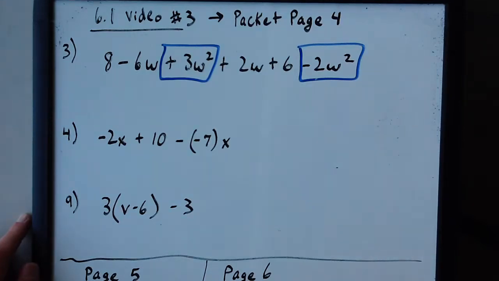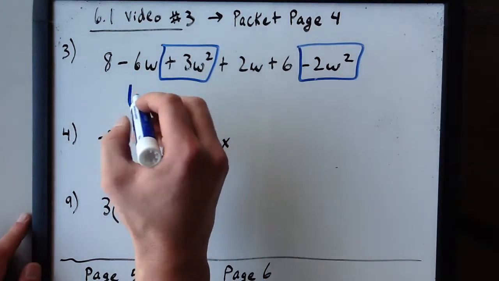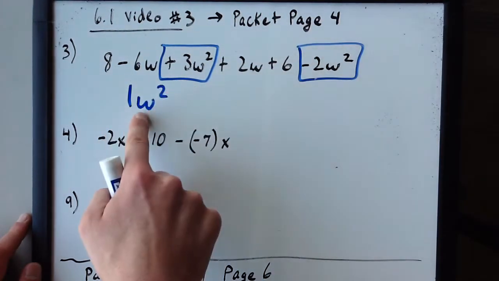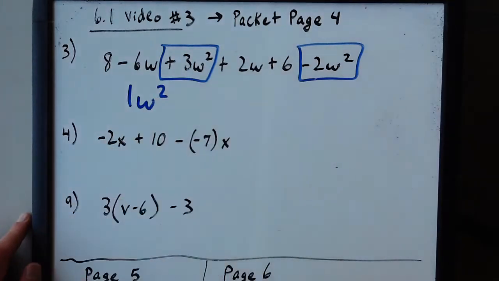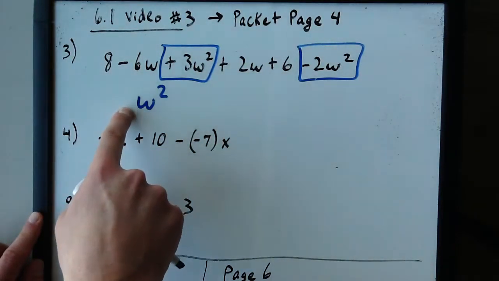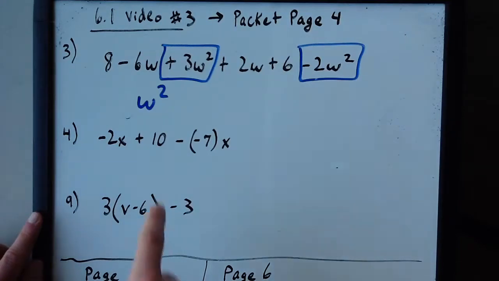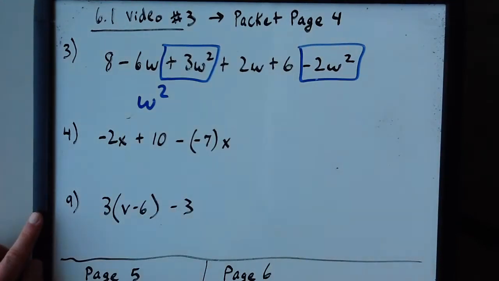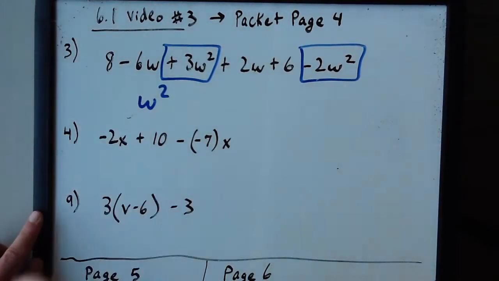So I have 1w squared. The variable w stays the same and the exponent 2 stays the same. Remember, in algebra, whenever the coefficient is 1, it's not needed. We don't need to write it. So if I take that away, 1w squared is the same thing as w squared. I'm going to leave it like that because this is how you will see it.